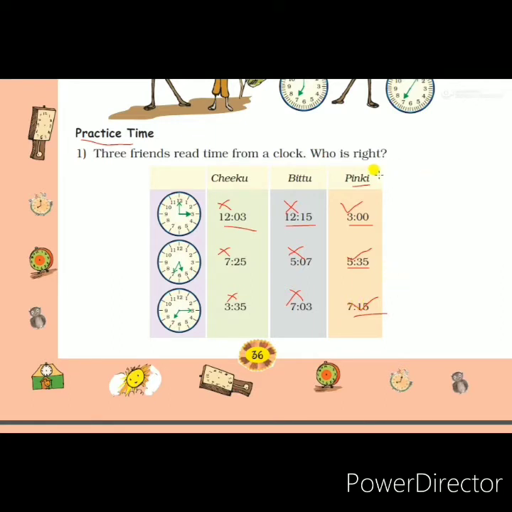So in this practice all the clocks are showing Pinky's time. The first one is 3 o'clock, the second one is 5:35, and the third one is 7:15. Now move to the next page, page number 37.